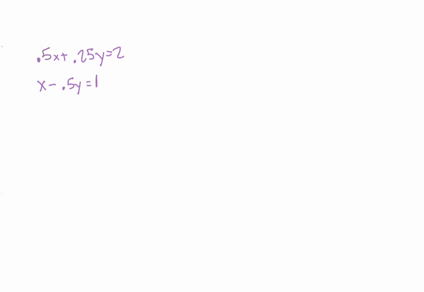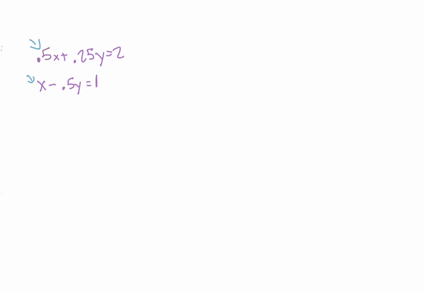So I see that I have a 0.5x here and an x here. I can multiply my bottom equation by a -0.5, and then they'll end up canceling out. But I'm still going to be working with unfriendly decimals, which I don't necessarily want to do. So instead, I'm just going to get everything to eliminate at the whole number.